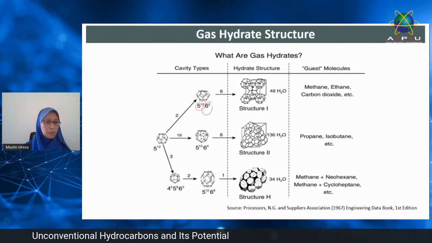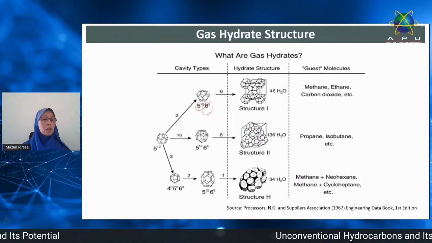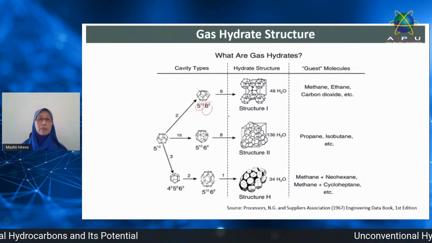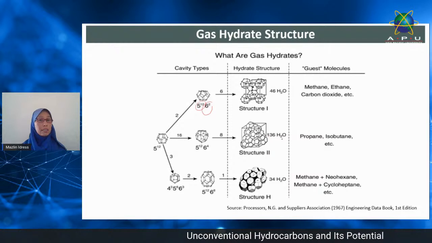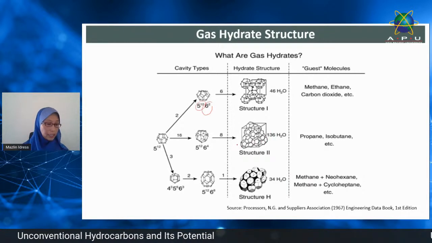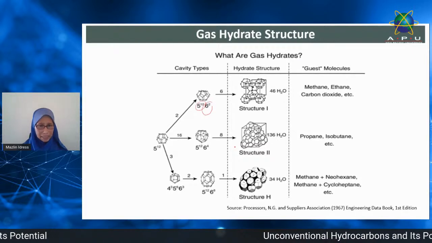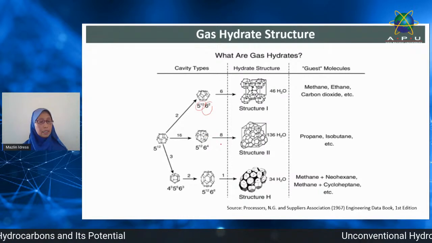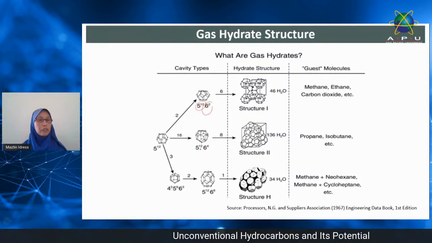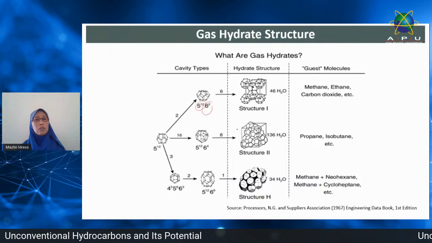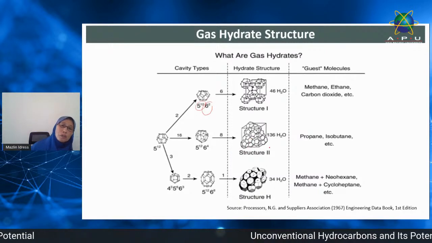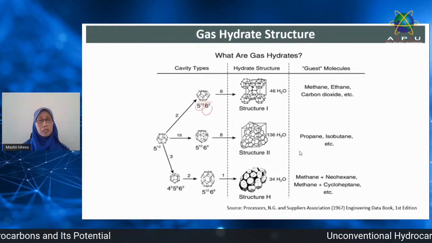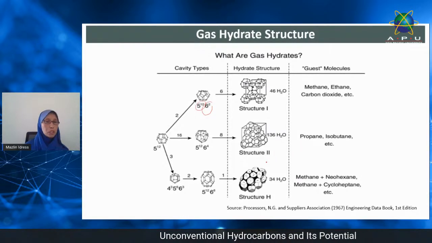And then for structure 2, the size is about 17.3 Angstrom, with 136 water molecules. Structure 1 only has about 46 water molecules encapsulating the gas molecules, but structure 2 has 136 water molecules. It also has two types of cavities: 16 smaller cavities and 8 large cavities. The large cavities have 4 hexagonal faces and 12 pentagonal faces, 5^12 6^4, and this makes up structure 2 gas hydrates. The gas molecules for structure 2 hydrates are basically propane and isobutane, meaning larger hydrocarbon molecules.